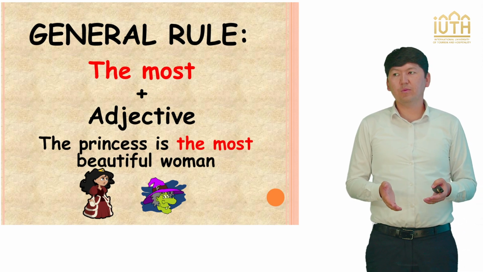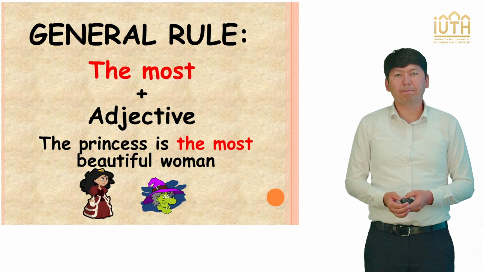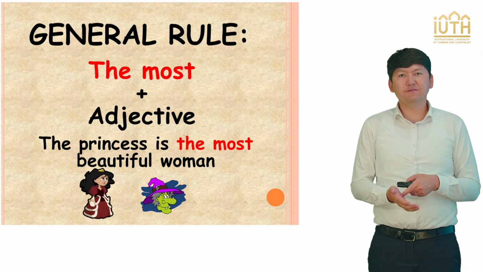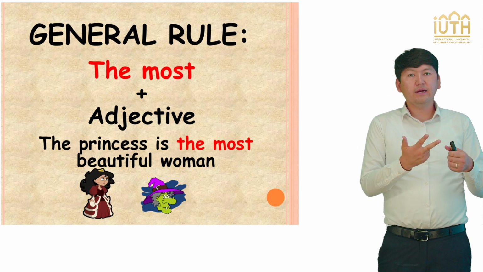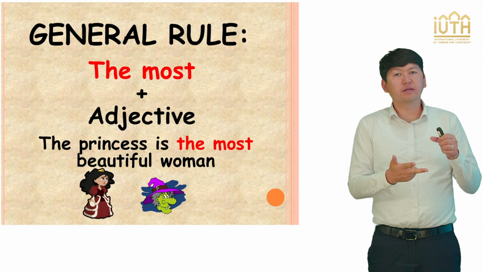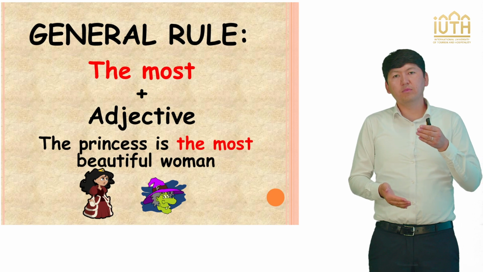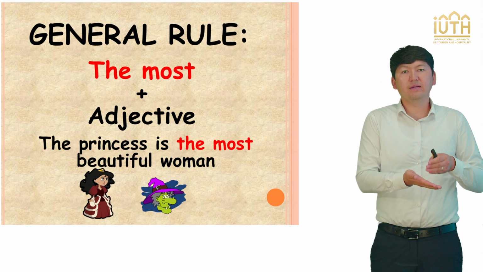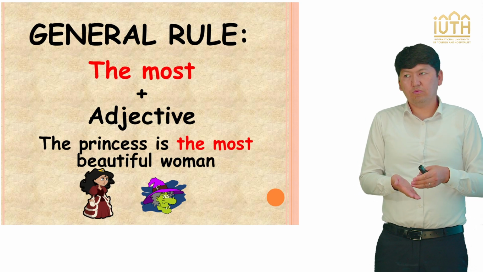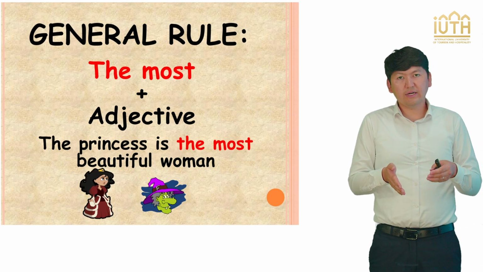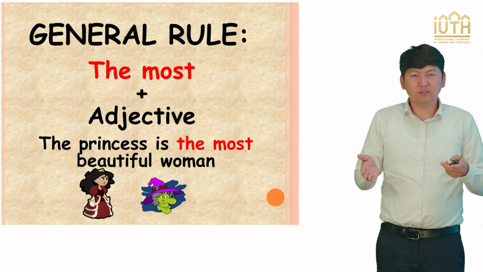The most plus adjective. For example, the princess is the most beautiful woman. Where is the adjective here? Beautiful. Three syllables, it's a long word. That's why we add the most at the beginning. So we say the princess is the most beautiful woman. So that's the difference between short adjectives and long adjectives.